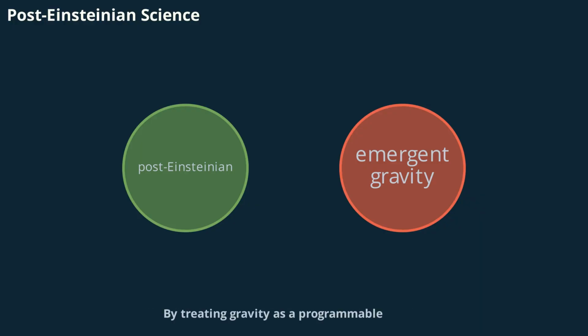RVG theory and the AGF-1R system represent a post-Einsteinian approach to gravity and propulsion. By treating gravity as a programmable, emergent phenomenon rather than a fixed universal force, this new science blends quantum field theory, metamaterial engineering, and AI-driven control logic. The result is a framework that is both operationally focused and theoretically expansive, inviting further exploration and innovation.